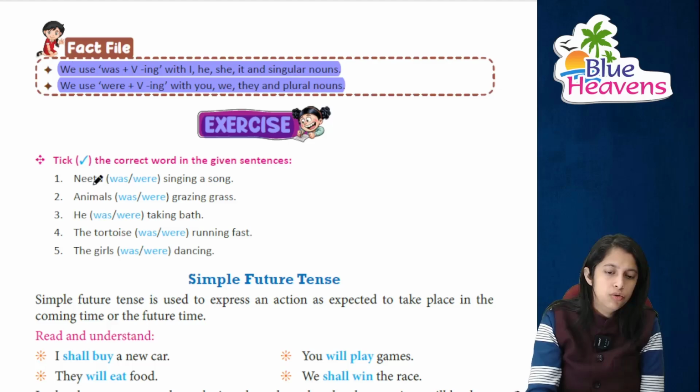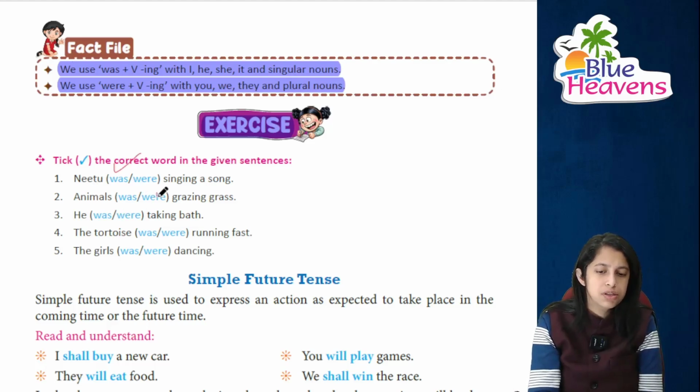Neetu dash, Neetu was, एक जने की बात हो रही है. एनिमल्स बहुत सारे हैं इसलिए they were आएगा. He के साथ was आएगा, tortoise के साथ was आएगा, and the girls के साथ were आएगा.